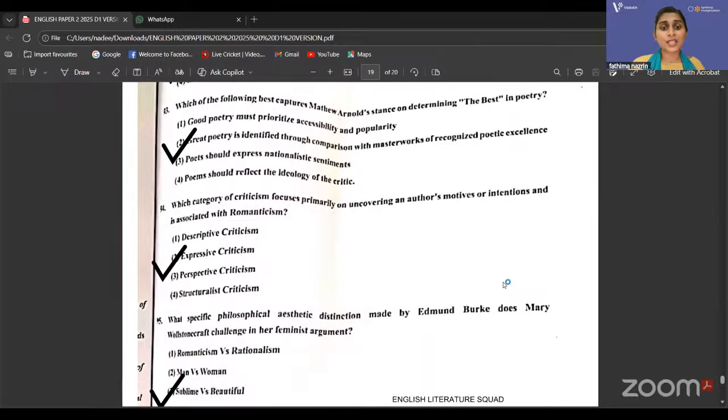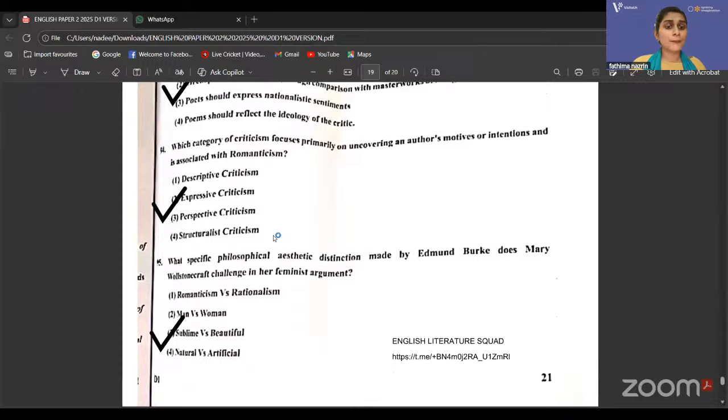Now, which category of criticism focuses primarily on uncovering an author's motives or intentions and is associated with romanticism? The answer is expressive criticism. The option number 2 is the answer for question number 94.